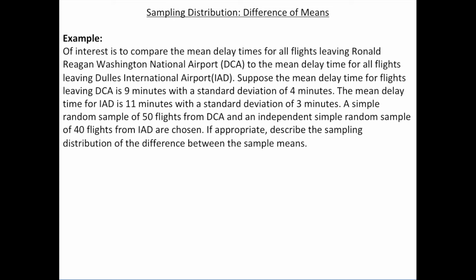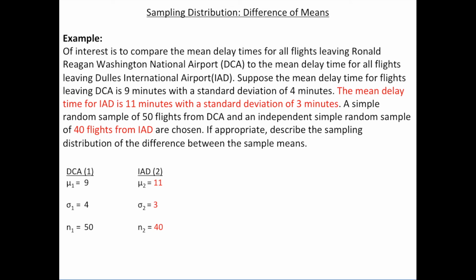In these problems, you first need to specify population 1 and population 2. I have chosen DCA as 1 and IAD as 2, and this will help me keep track of all of my variables for each population. So DCA has a mean of 9 minutes and a standard deviation of 4, and we collected a sample of size 50. And for IAD, it states that the mean delay time is 11 minutes with a standard deviation of 3, and we had a sample size of 40.